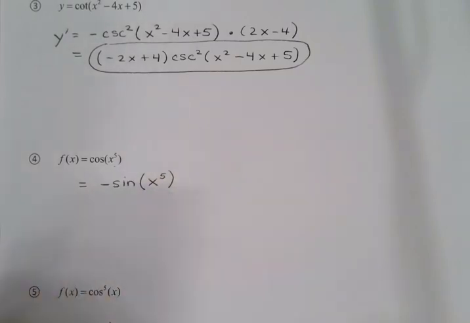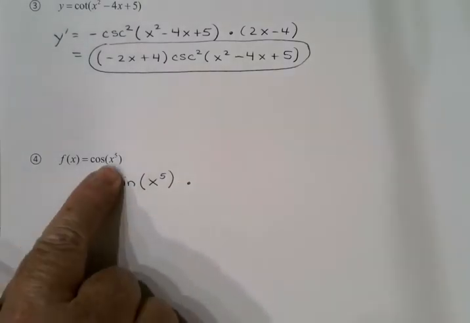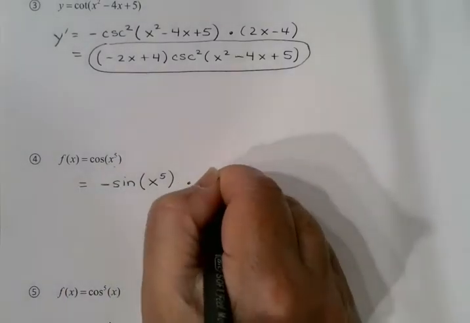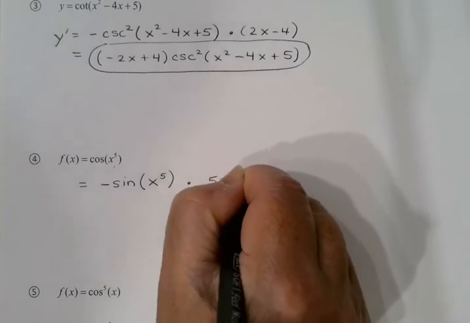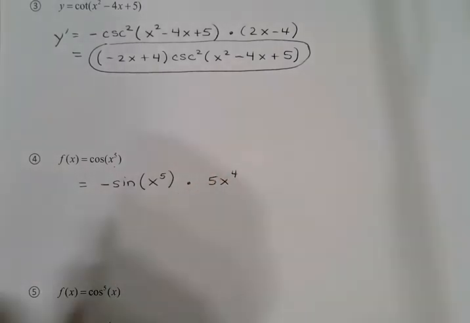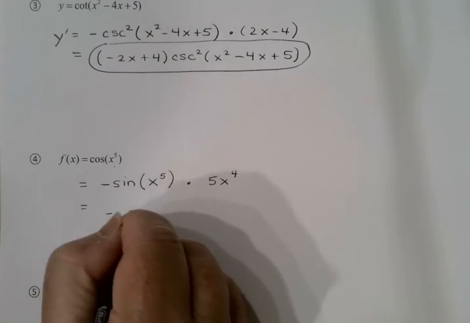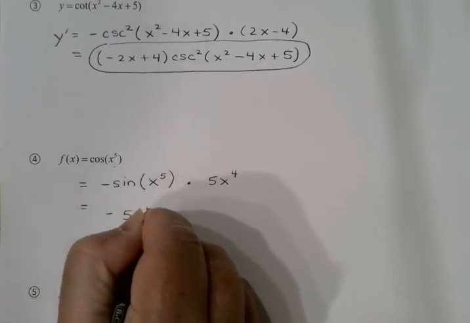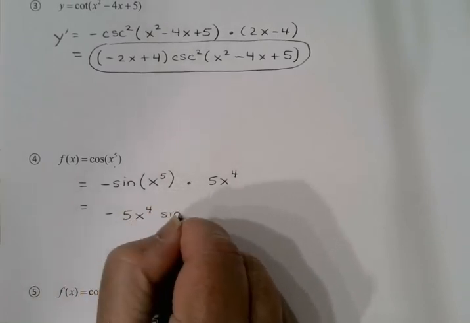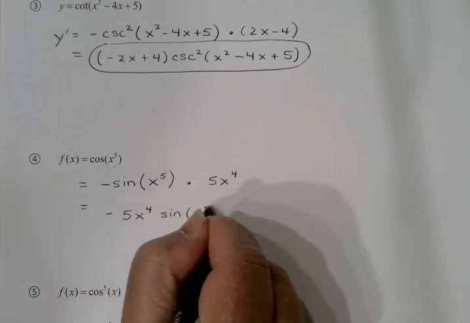Again, notice I'm not changing the argument of the trig function. Times the derivative of the inner function, 5x to the 4th. Again, not a whole lot to be done. I'm just going to bring that negative 5x to the 4th to the front and call it good.